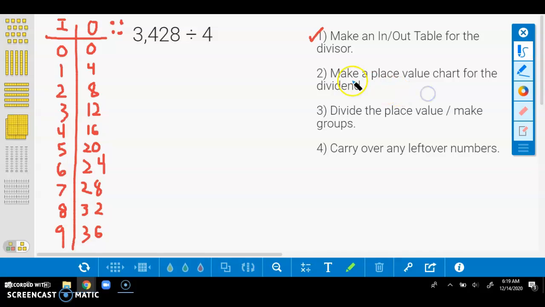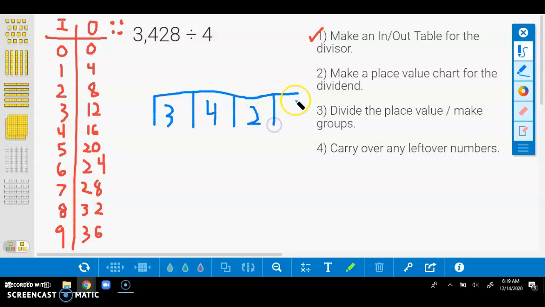Step 2. We must make a place value chart for our dividend, the number we're dividing. So I will have 3 thousands, 4 hundreds, 2 tens, ooh, it's going to get a little tight, and 8 ones. And I put my divisor, the number I'm dividing by, on the outside so I don't forget. So 3,428 divided by 4. Excellent. Next.